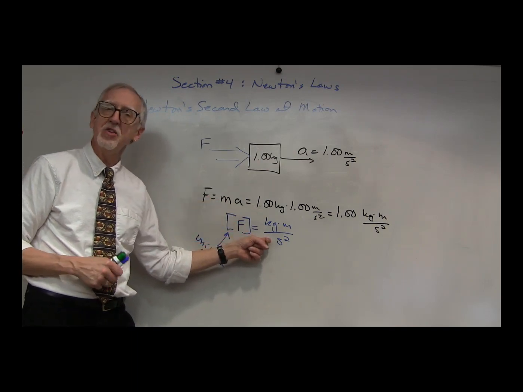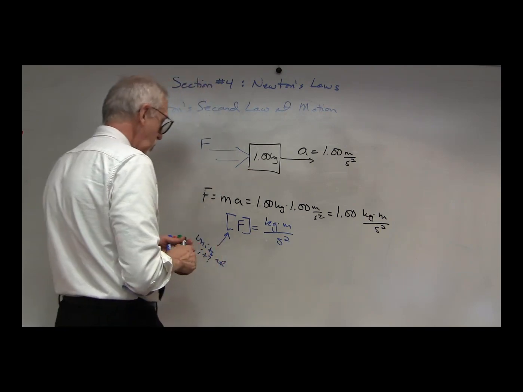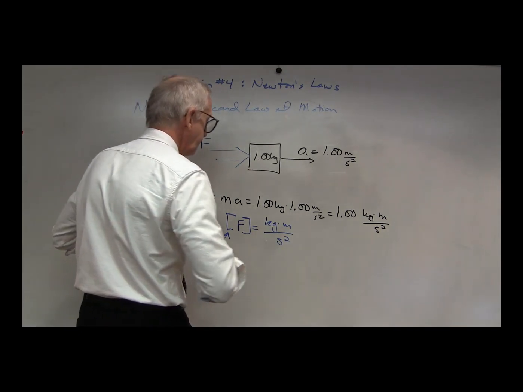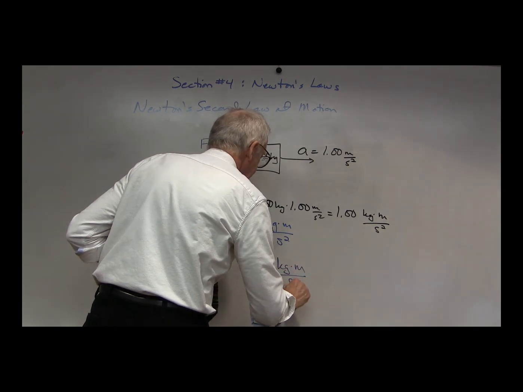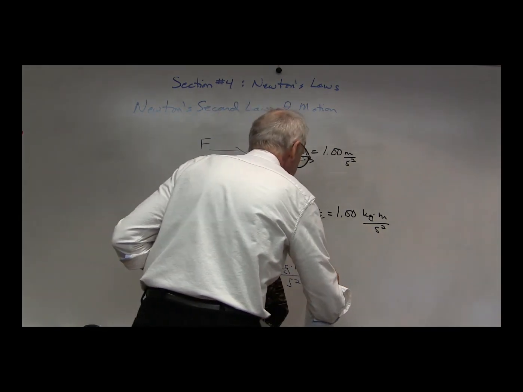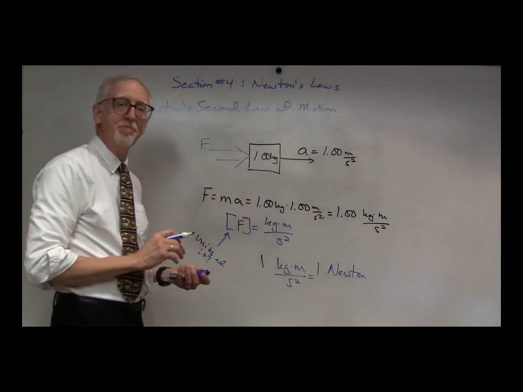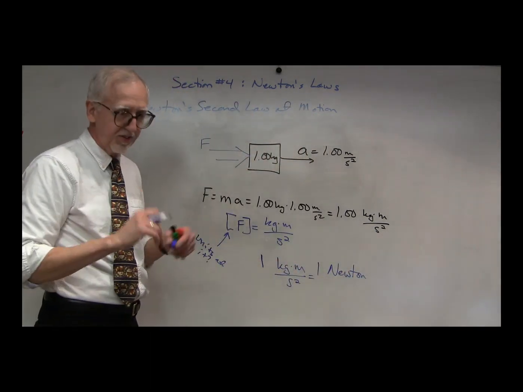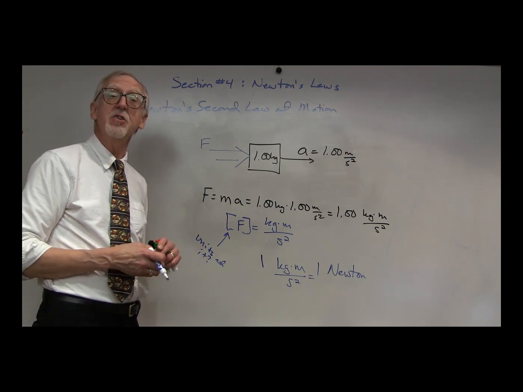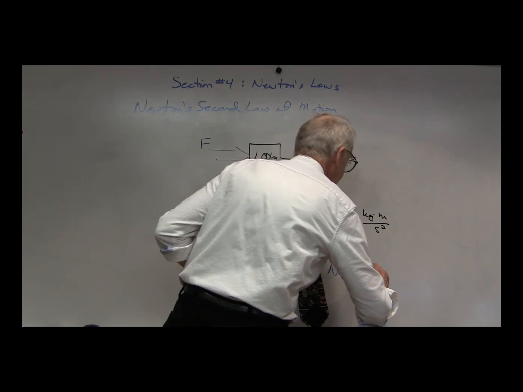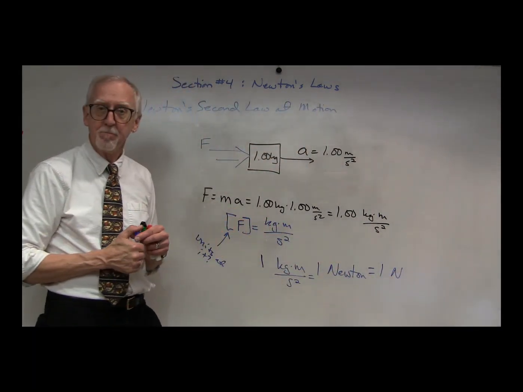Now this combination is going to be so common that it's got its own name. 1 kilogram meter per second squared is called a Newton. A Newton, obviously after Sir Isaac Newton, is the standard SI unit for force. And we'll write that as 1 capital N for short.